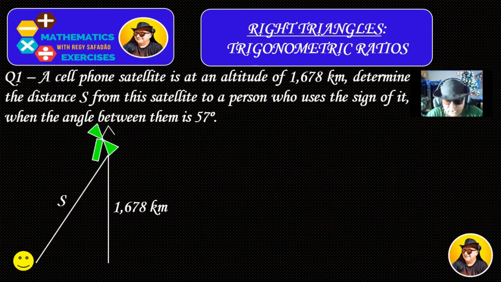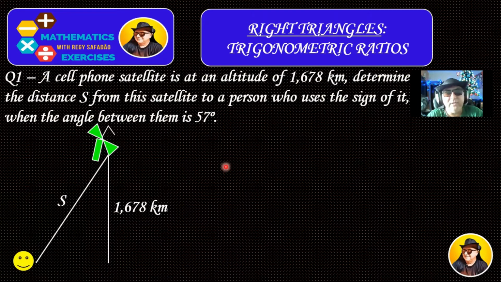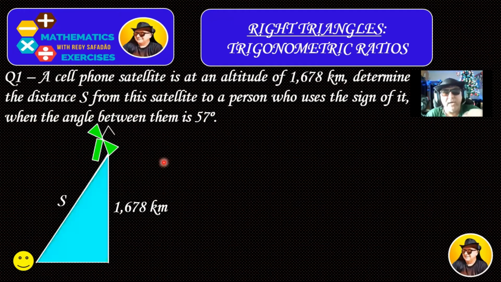If you pay attention, well, let me get a laser pointer. I always forget this. Now having the laser pointer, I can point for you better. So we want to know this distance between the satellite and the cell phone user, all right? So let's see, we have here a right triangle, okay? Now you can see better, in light blue, okay? And this is the right angle.